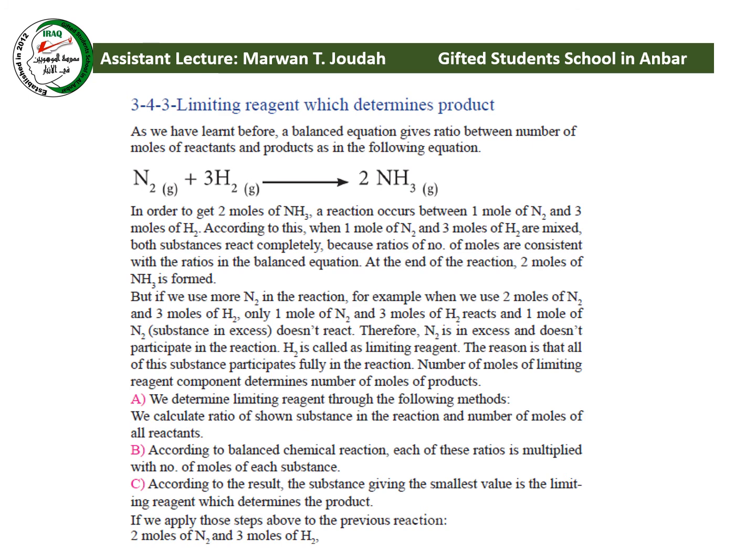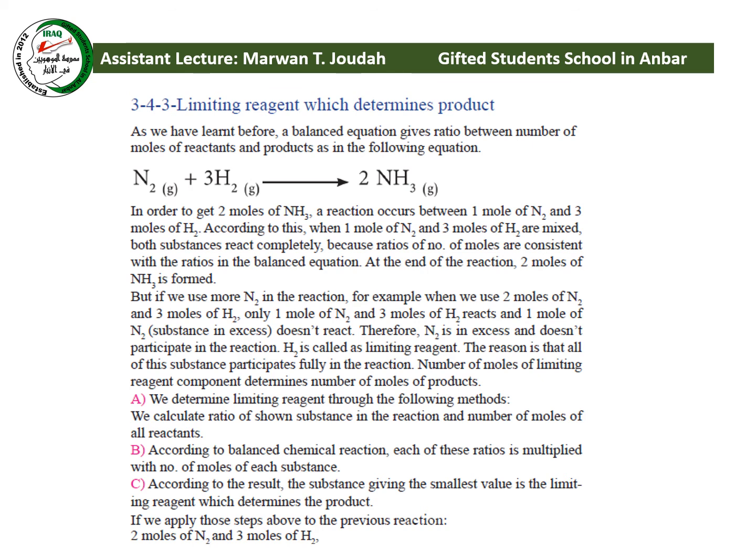Now let's move to another subject, which is the limiting reagent that determines the products. Sometimes when we do a reaction, we know that we need only 1 mole of this substance to react with 2 moles of another substance to give us 3 moles of the products. The purpose of determining the limiting reagent is that it is a substance on the reactant side that will determine how many moles of the product.